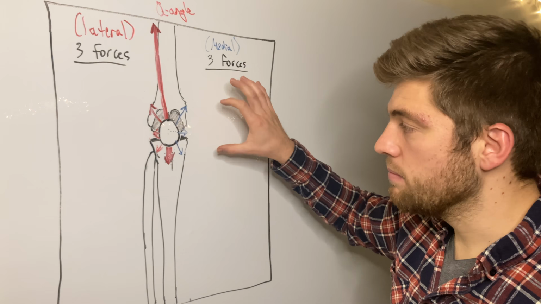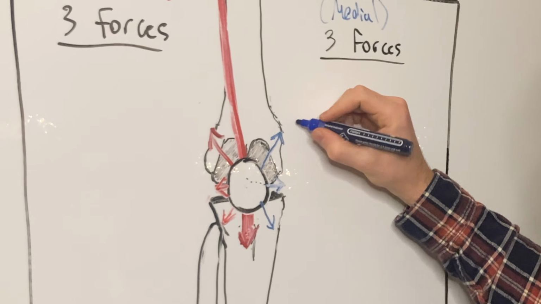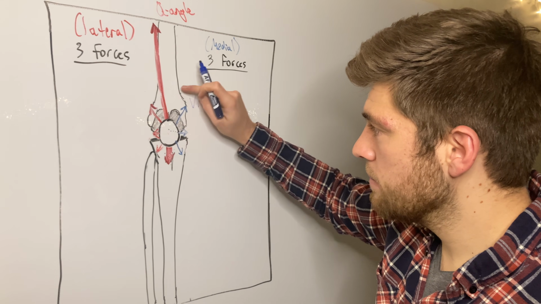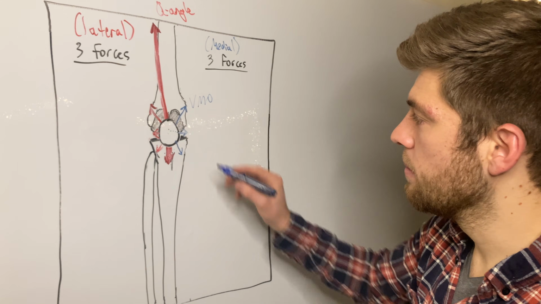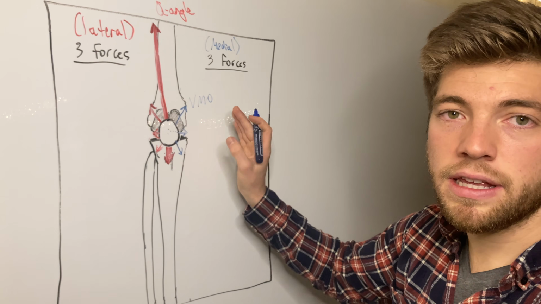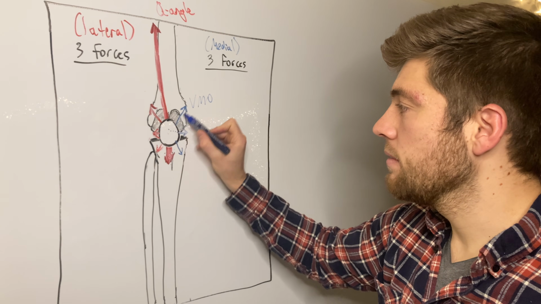Okay, so there's 3 medial forces and 3 lateral forces. So this one that's going up and in is the vastus medialis obliquus. That's part of that teardrop muscle right here. The most inferior part of that muscle is considered the vastus medialis obliquus. It considerably helps pull the kneecap inwards.